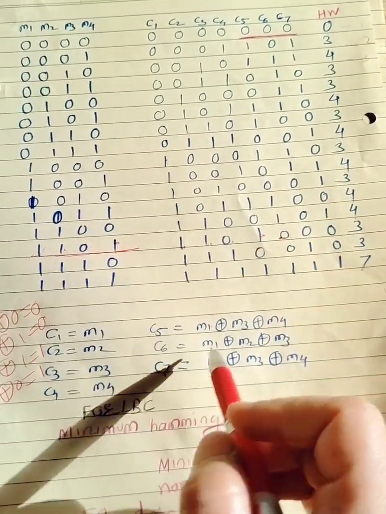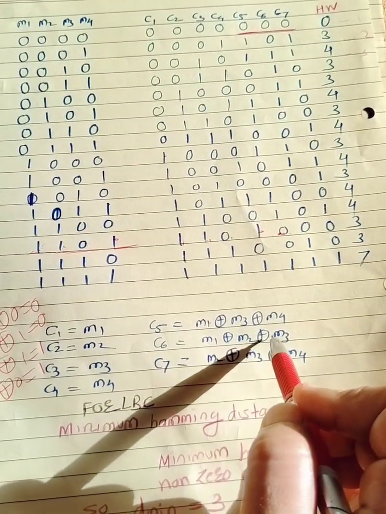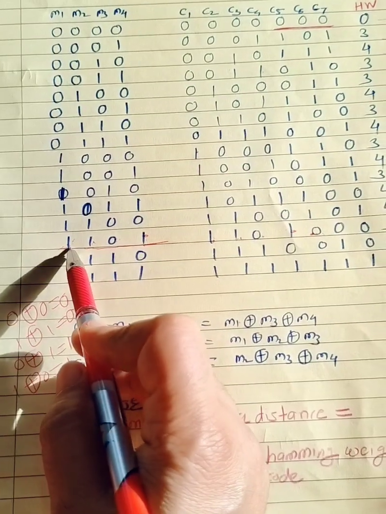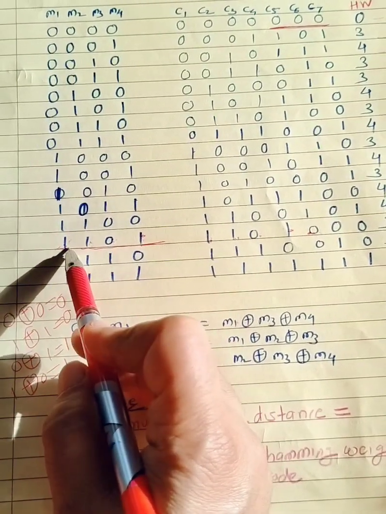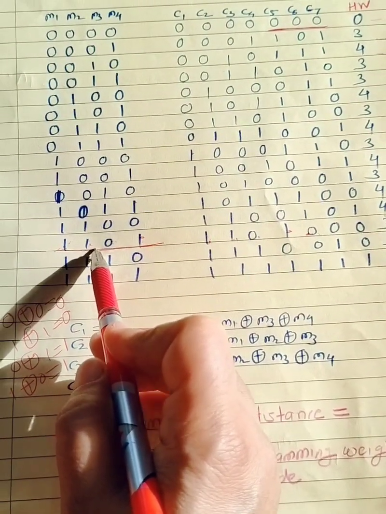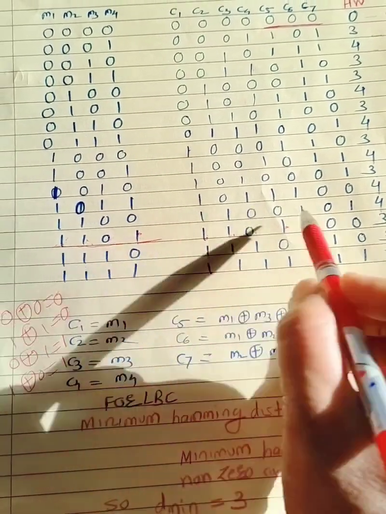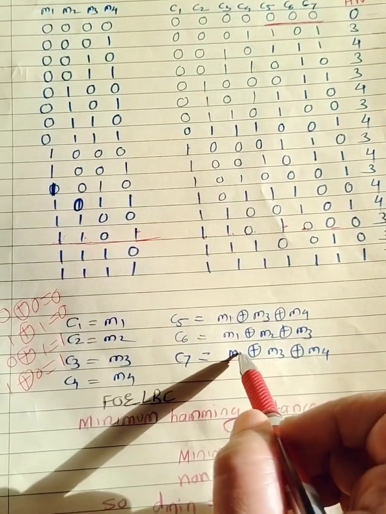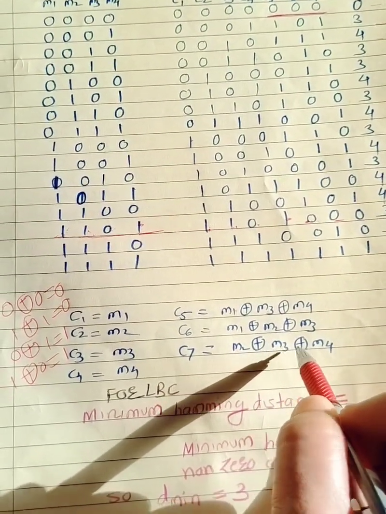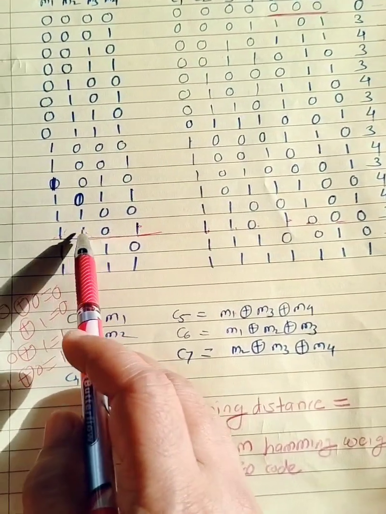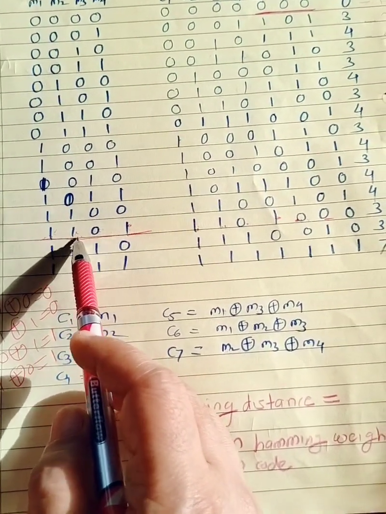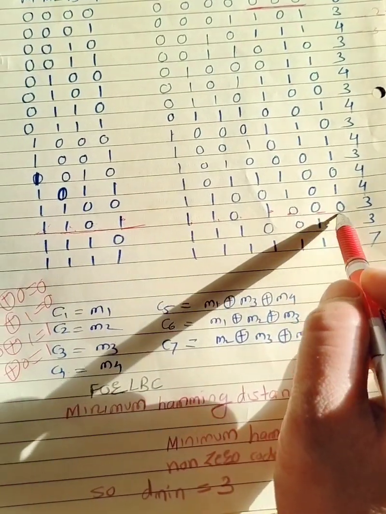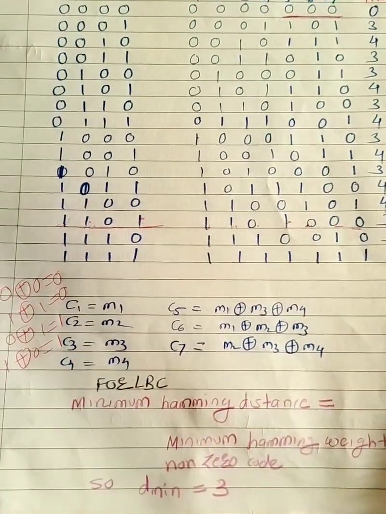Then what is C6? C6 is M1 XOR M2 XOR M3. So 1 XOR 1 is 0, 0 XOR 0 is 0. So again it is 0. Then C7 is M2 XOR M3 XOR M4. So C7 is these three. 1 XOR 0 is 1 and 1 XOR 1 is 0. So that is 0. So it is very easy.